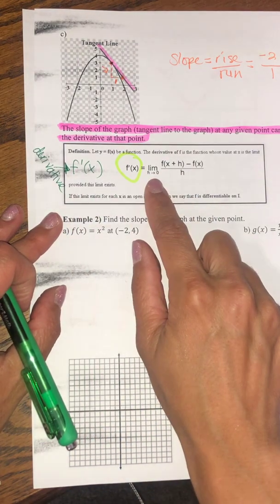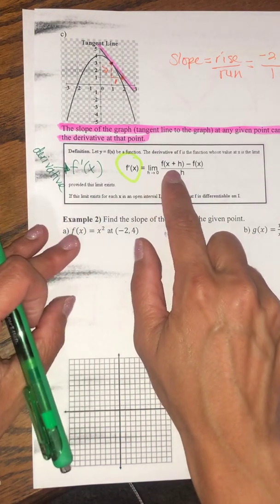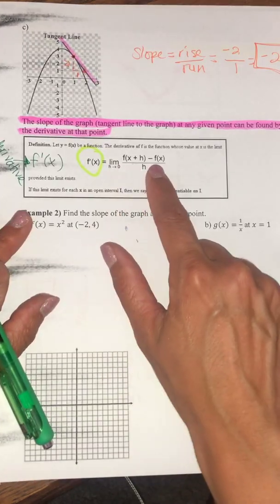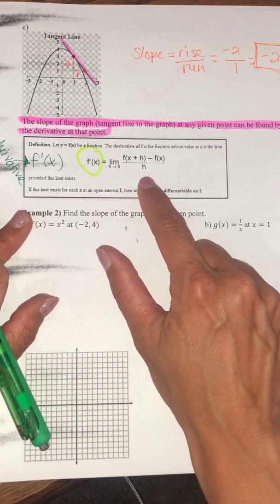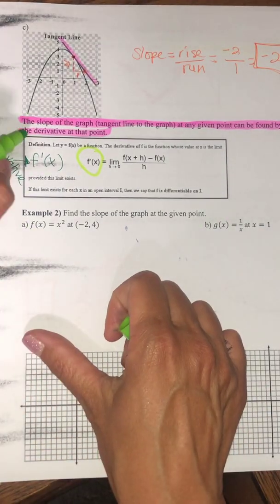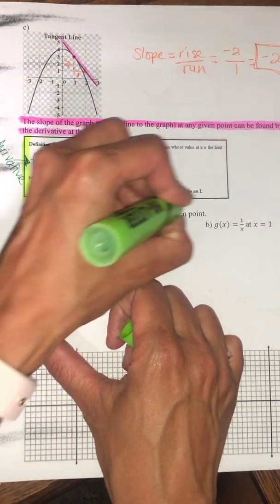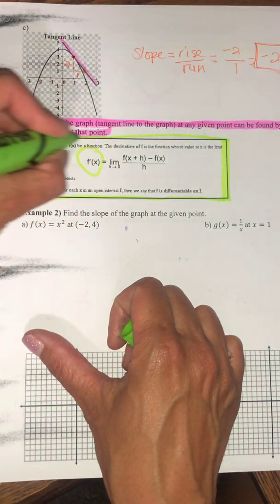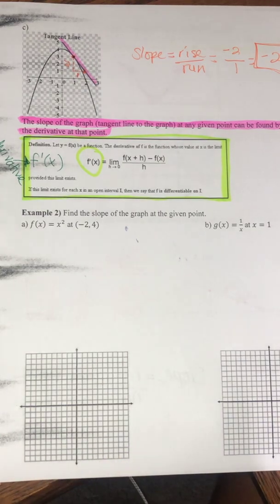Okay, so that's the notation for derivative. And it's the limit as h approaches 0 of f of x plus h minus f of x all over h. So that should look highly, highly, highly familiar to you guys because we used that quite a bit. You guys had a lot of practice problems working with those at the end of last semester.